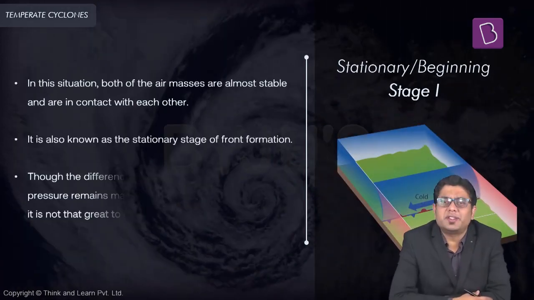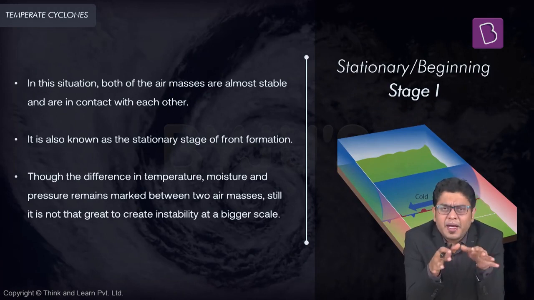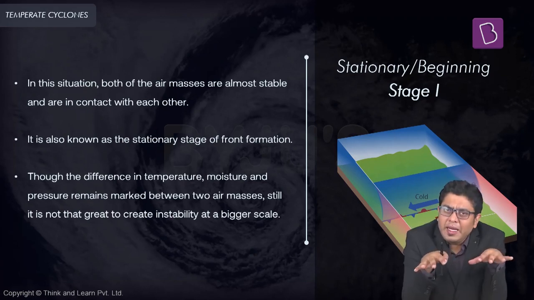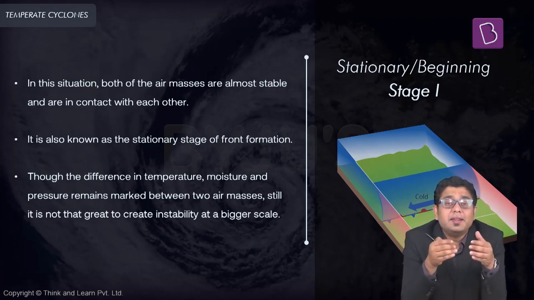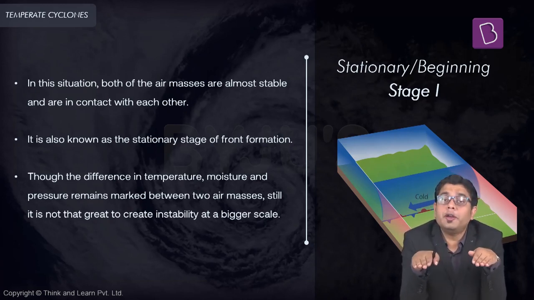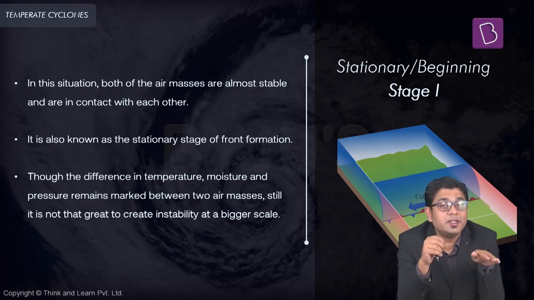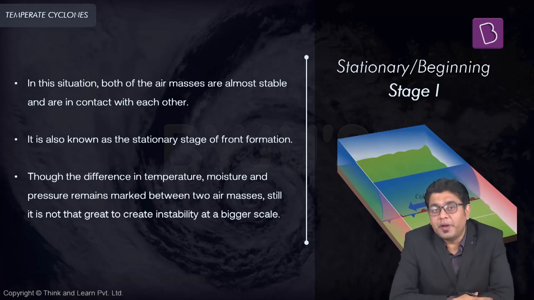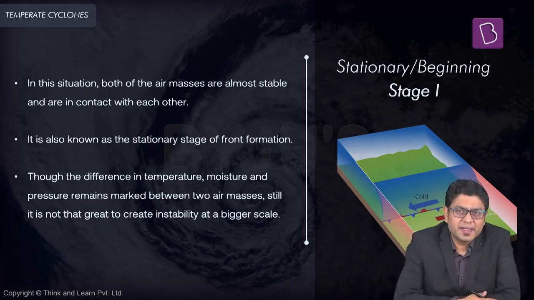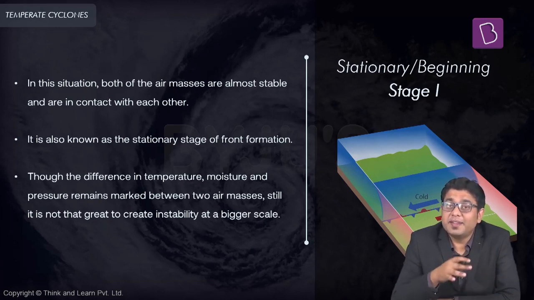Now, in this particular stage, even though the different air masses are quite stationary, there does exist a temperature difference as well as pressure difference between these two regions. And slowly and steadily, you will find that there are differences in pressure gradients which leads to movement of warm air mass into the colder region and cold air mass into the warmer region, which is followed by the next stage.